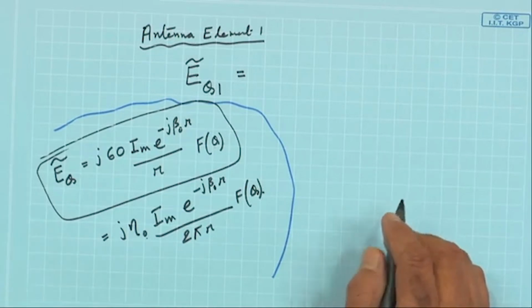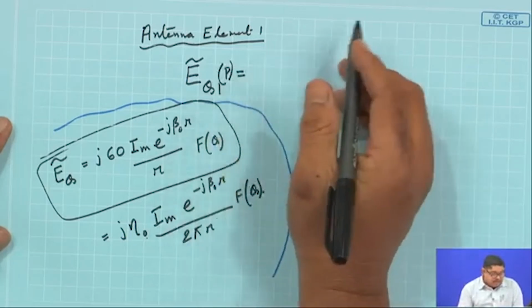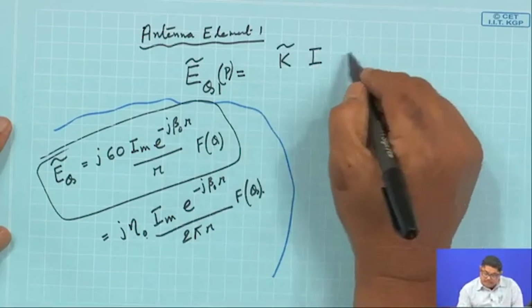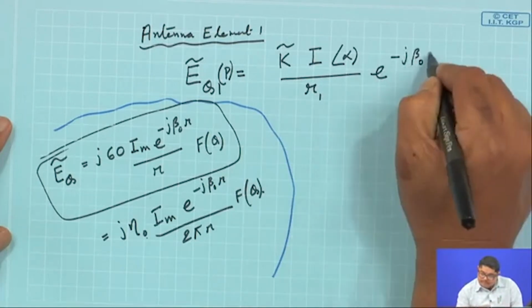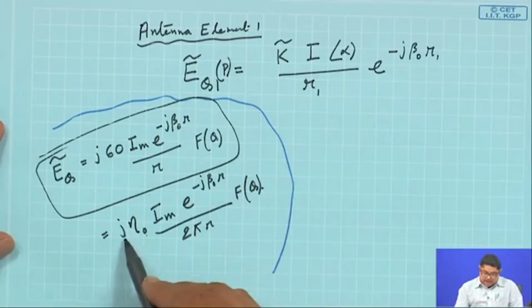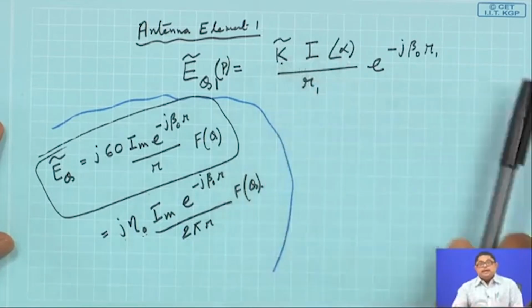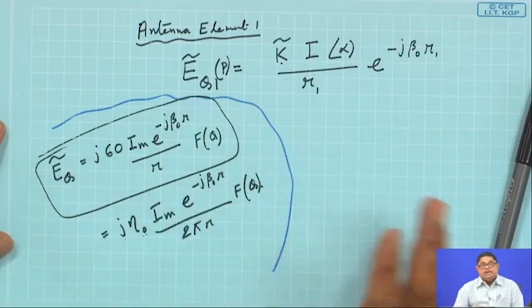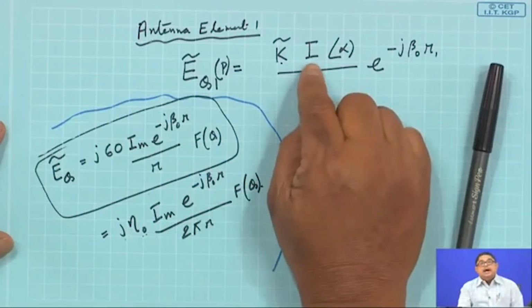So based on this, I think I can write E theta 1, the field at point P due to antenna 1, as some constant k times I. In this k, everything you see here, j, eta naught, this 2 pi and f theta, I have put in. That means k is a constant and a function of theta. All the theta dependence I have included here, because I am not interested in the theta dependence of the resultant field. I am interested in the phi dependence of the field. So, k has absorbed all the coefficients, and I is the current fed to this antenna.